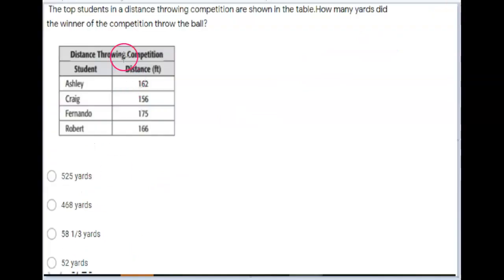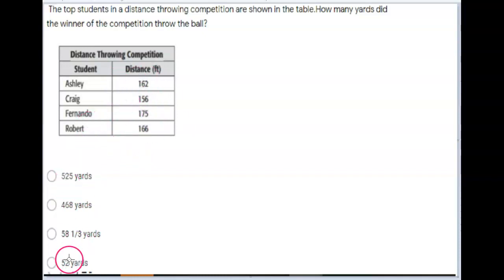All right, this one says, the top students in a distance throwing competition are shown in the table. How many yards did the winner of the competition throw the ball? Well, this should be easy to figure out, right? So who won the distance throwing competition? Let's look for the biggest number. We have Ashley, Craig, Fernando, and Robert, right?